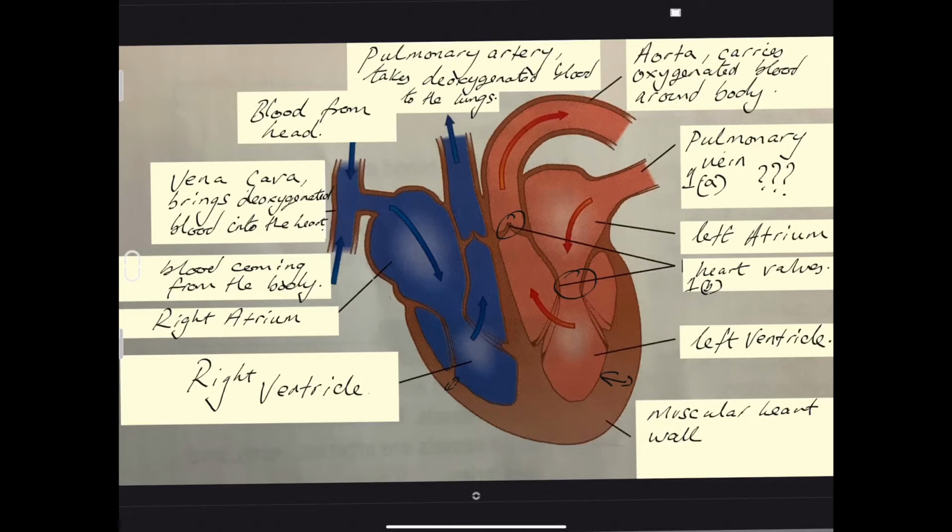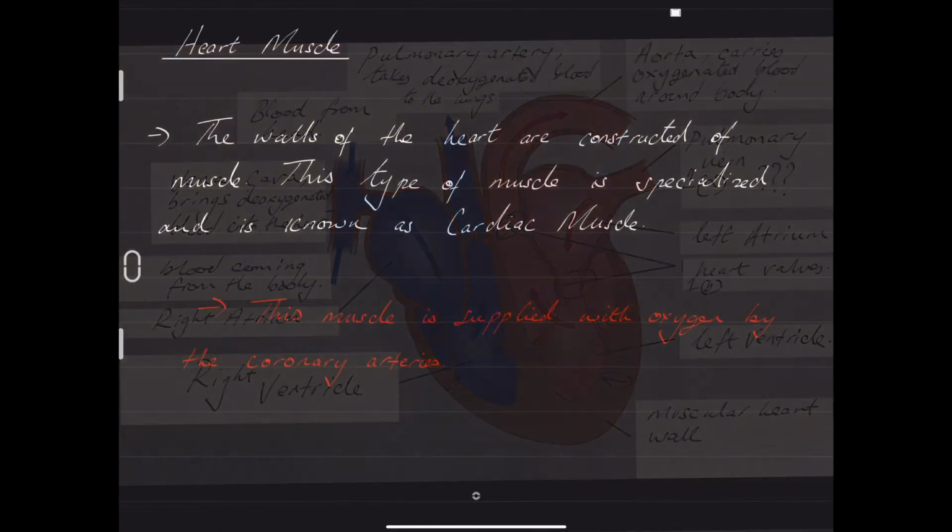So what I want you to do is, you don't need to draw this diagram out, but I want you to take a note or just study this diagram now, see the various sections of the heart, the names, and then we're going to move on now and look at another section of the heart, and we'll come back.